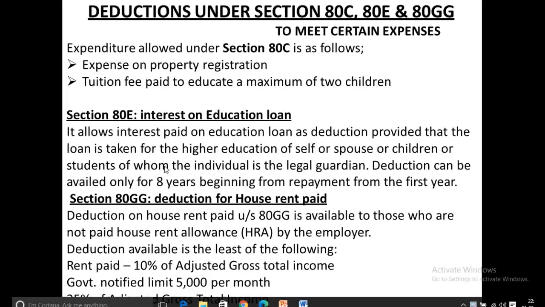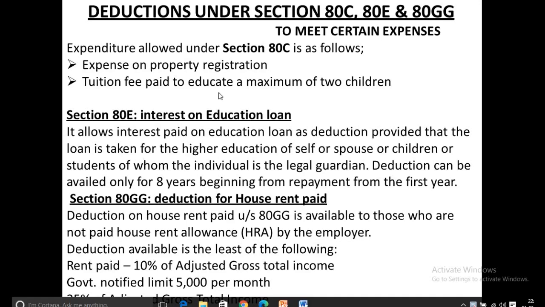Hello students. In the last session we finished the deductions of category 80C. In this session I'm going to explain other deductions of various categories. So let's see deductions under sections 80E, 80EE and 80GG.